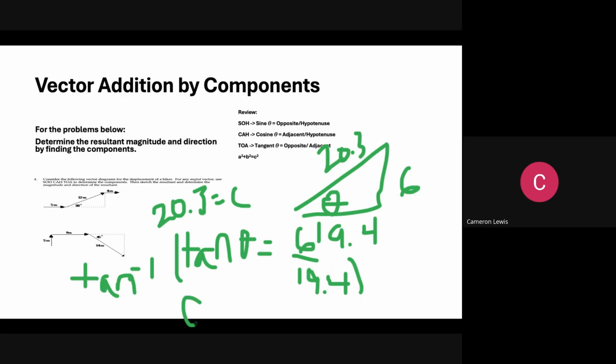Inverse tangent of both sides. This will end up just being theta, the angle, but then you want to come over here and take the inverse tangent of 6 over 19.4. So on my calculator, I'm going to put in 6 divided by 19.4. I got 0.3, and I'm going to press the second button and then press inverse tangent. So it gets the inverse tangent of 0.3. And I got 17.1 degrees. Now, what does that mean? That means that if I rewrite all of this, right?